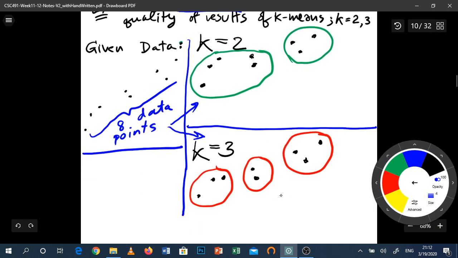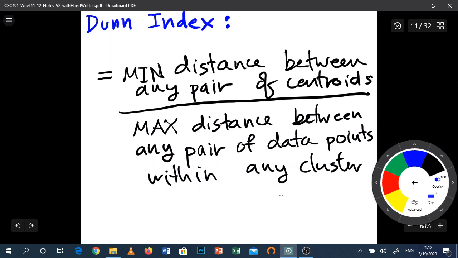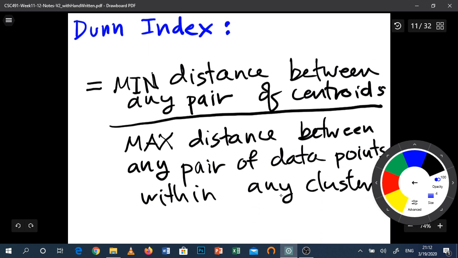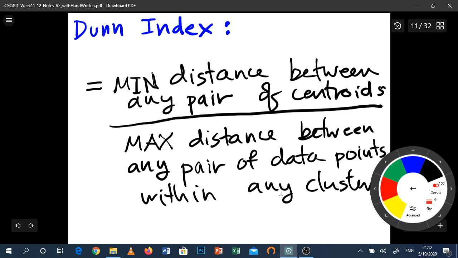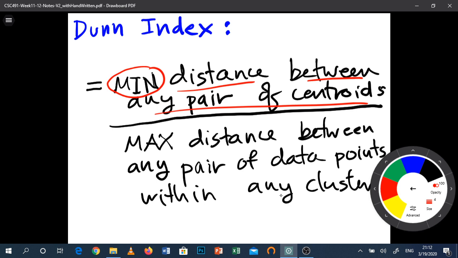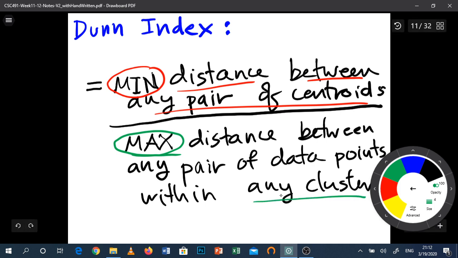So during that time, Professor Dunn resorted to these 2 qualities and put them into a ratio. So let's look at the top part of the ratio. The top part is where we try to find the smallest distance between any pair of centroids. So keep that in mind for the top part. And at the bottom part, we try to look for the biggest distance between any pair of data points in any cluster. So we try to look for the champion pair which is furthest apart. So keep this in mind.